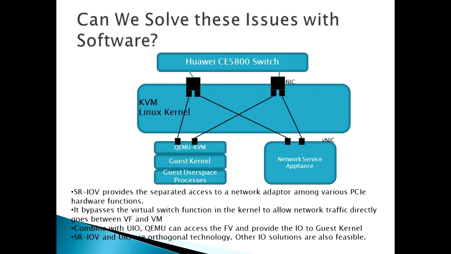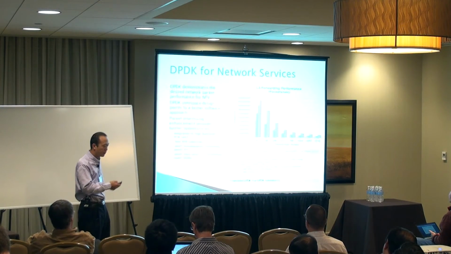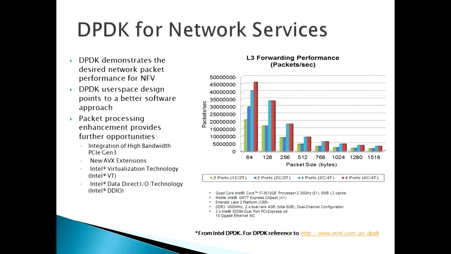But certainly, this will not solve those issues at all. Let's move on to a further solution down the road. But before that, let me say why we're going to use DPDK for the network services. People in this community are quite familiar with DPDK. DPDK demonstrates the packet performance we need for NFV. Nothing else we want yet from DPDK, but the most important thing we want is the packet performance.